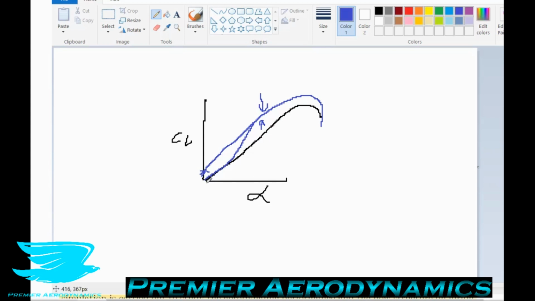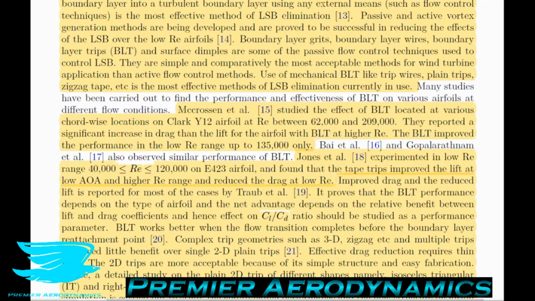Because cambered airfoils do produce lift at 0 degree angle of attack, whereas uncambered, symmetrical airfoils produce no lift coefficient at 0 degree angle of attack. So that's why we can increase the lift coefficient of airfoils under certain situations. Other situations, not so much.